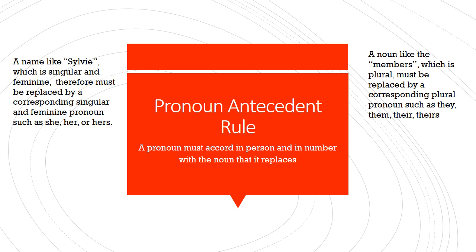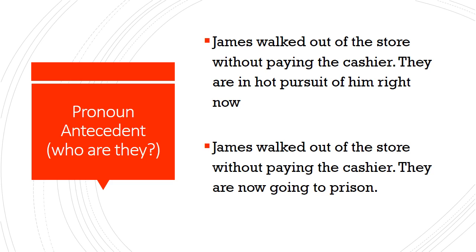So the example of this is the name Sylvie in the previous examples. Sylvie is typically a woman's name, and it's singular. Therefore, the pronoun must also be singular. We can have she, her, or hers to replace it, but nothing else really. Conversely, something like the noun members would need to be according with something that is plural. So we would have them, theirs, they, or their as the pronoun to replace that name. This is best illustrated by an example such as, James walked out of the store without paying the cashier. They are in hot pursuit of him right now.